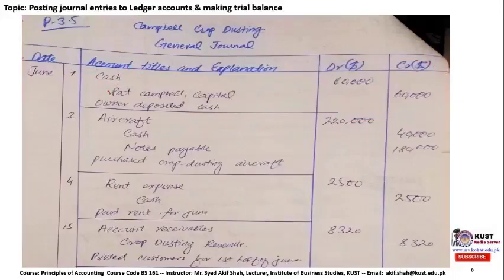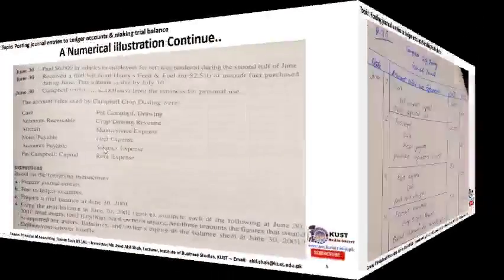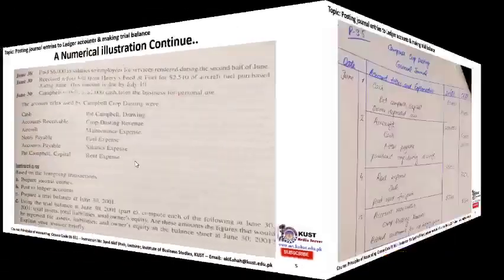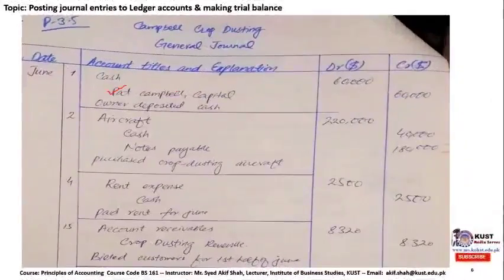As we have highlighted according to the rule, we wrote down Pat Campbell Capital. From where did we obtain this title? Let's go back and see in the chart of accounts. The chart of accounts states that for owner equity, the business usually uses the title Pat Campbell Capital. Therefore, we have used the same title which is available in the chart of accounts as used by the company.